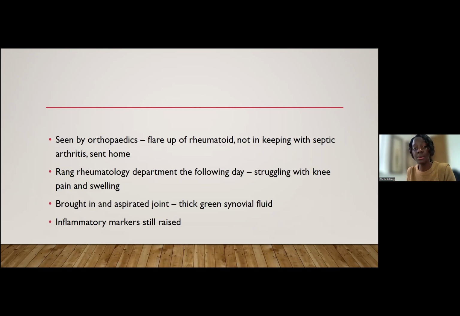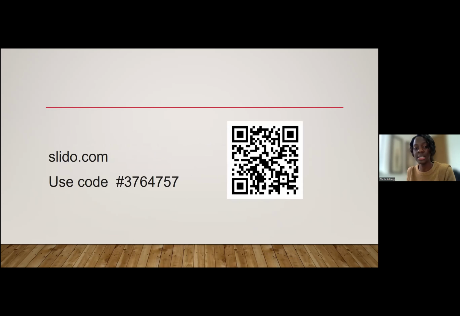And she was then seen by orthopedics, who said to her, you have a flare-up of your arthritis. This is not in keeping with septic arthritis, and sent her home. Now, the next day, she rang up the rheumatology secretaries complaining that she was really struggling and she still couldn't walk. And we advised her to come into clinic where we aspirated her joint, and she had very thick synovial fluid that was green in color. Inflammatory markers were still raised at this point.